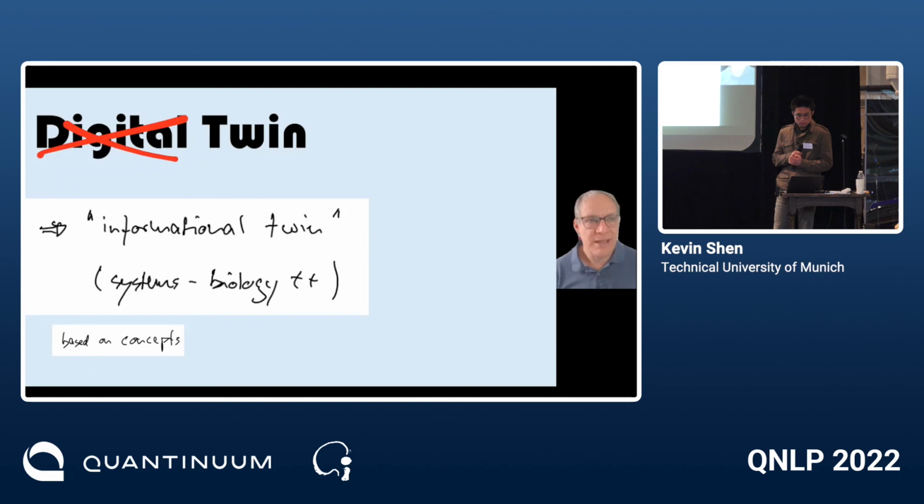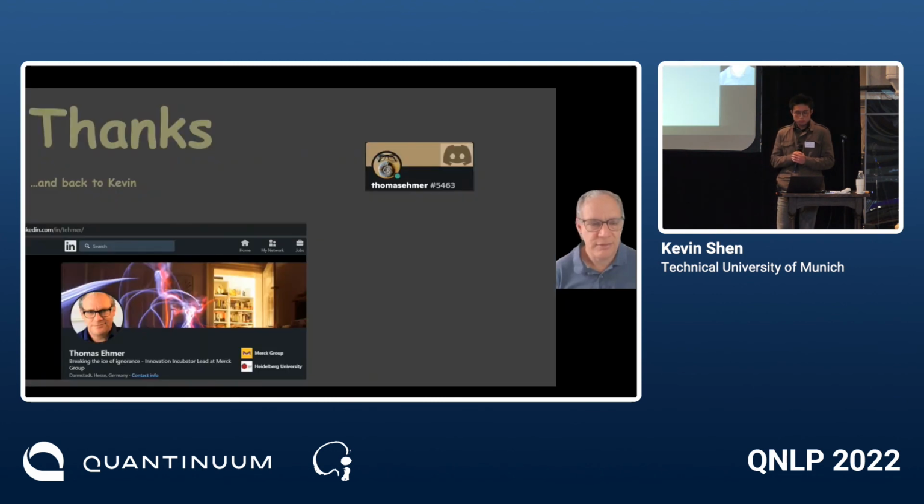So my idea is to build not a digital twin. Everybody's building digital twins. I'm not a fan of digital. I think we should aim as an industry to build informational twins, like a systems biology plus. And definitely this should be based on concepts. And I think we are up to something with that. So we definitely need to work on that, not now because it's the end of the conference.